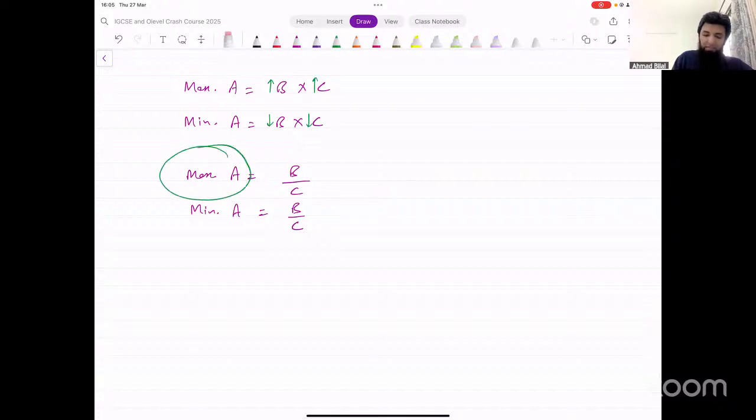If you want the maximum value of A now, defined as B over C, in order to maximize this whole thing, you would want the numerator to be as big as possible, and the denominator to be as small as possible. If you want the minimum possible value of A, you would want the numerator to be as small as possible and the denominator to be as big as possible. So for the minimum value, we would want to minimize the numerator and maximize the denominator.